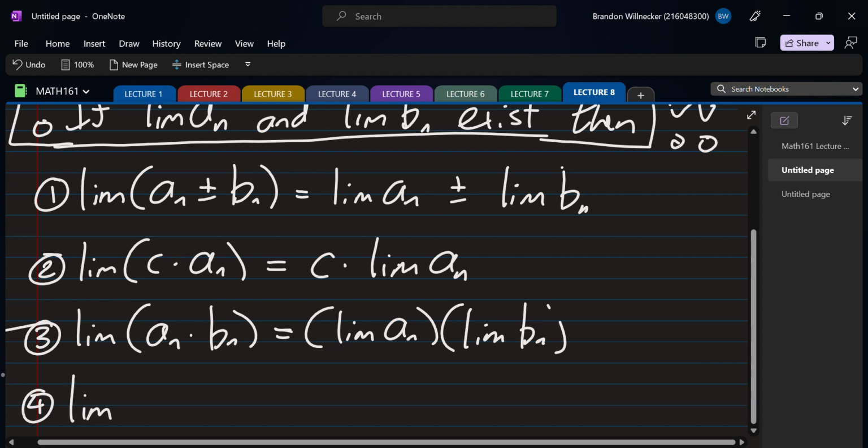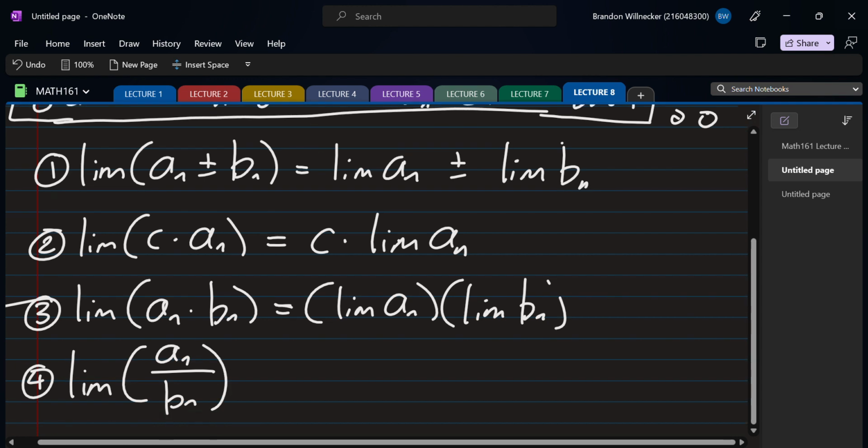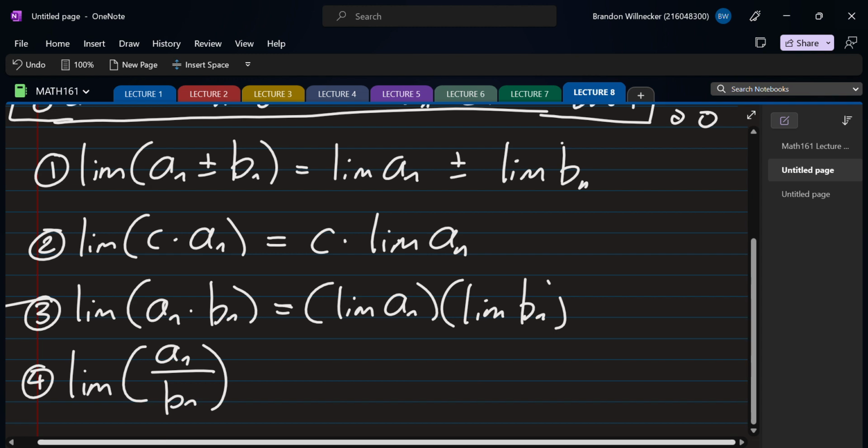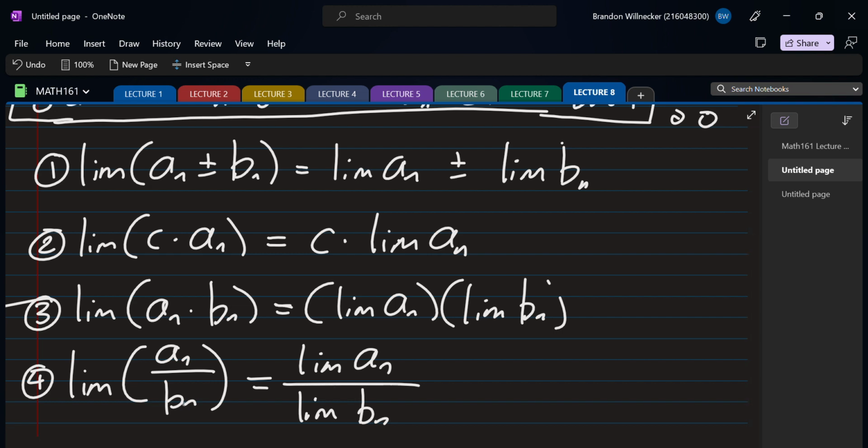Number 4, we have the limit of an over bn. Again, just note this bn can't be 0, or else we're dividing by 0, and that will be a problem. So the individual bn's can't be 0, and also for this to work, we have the limit an over the limit bn. The limit cannot be 0 either, okay, because then we're dividing by 0, and that's also an issue. So even if the individual terms are never 0, for this left-hand limit to exist, on the right-hand side, the limit can't be 0.